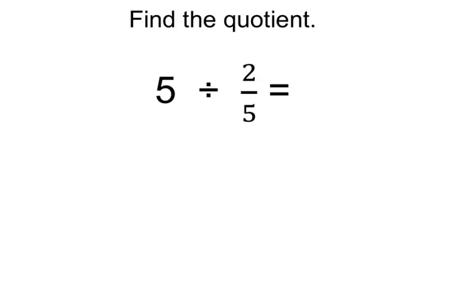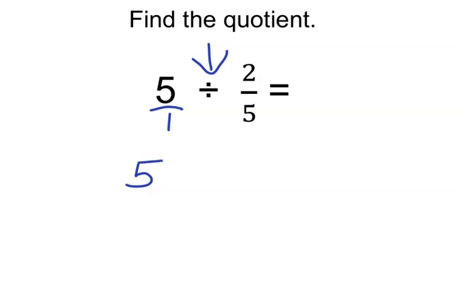All right, here we are, quarter four, week four, day 4. All right, so we're going to find the quotient, and we have 5 divided by 2/5. Okay, so 5 as a fraction is going to be 5 over 1. So once again, if we're dividing, we keep, change, flip.